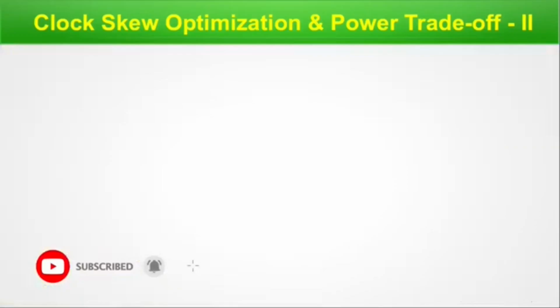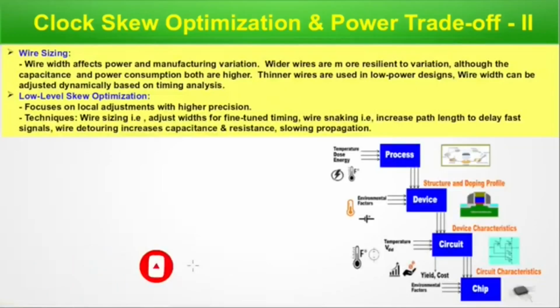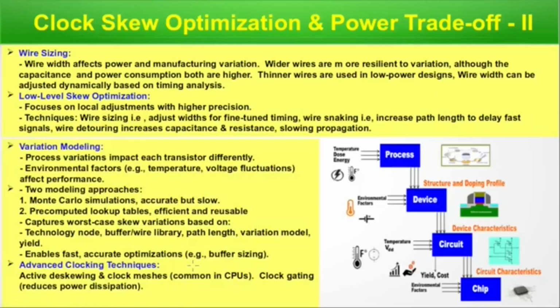So now clock skew optimization and power trade-off. This is the second slide. This is a diagram. We have already used it in the variability episode. So here process level, device level, circuit level, and chip level variability factors are mentioned. So wire sizing, wire width affects power and manufacturing variation. Wider wires are more resilient to variation, although the capacitance and power consumption are both higher. Thinner wires are used in low power designs where width can be adjusted dynamically based on timing analysis.